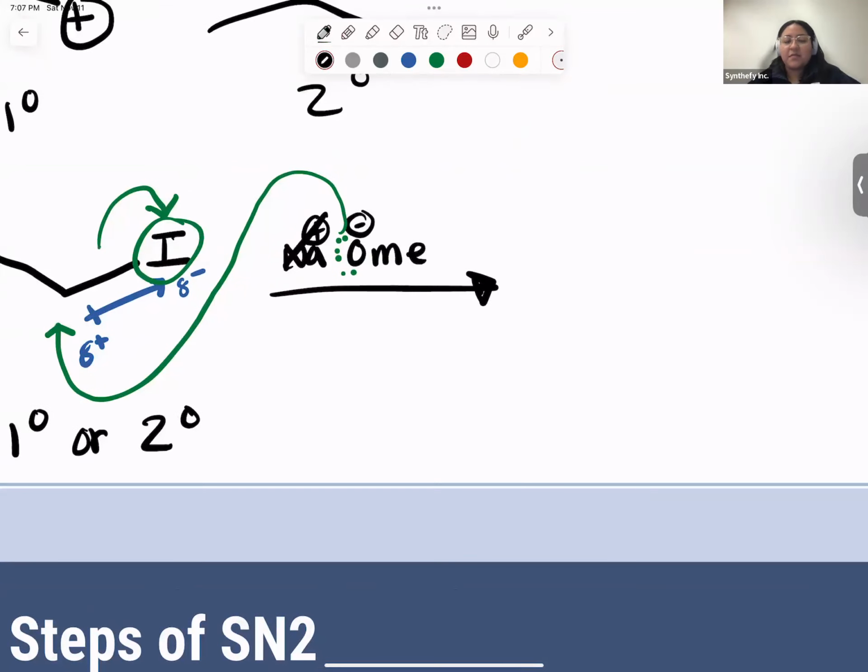And it being less crowded means that the nucleophile is more free. Yes, it's strong, but what good is how strong it is if that molecule is so crowded, it can't really get to it? So what does that do? It slows it down. SN2 reactions happen very, very quickly. Anything that slows down the nucleophile will make that reaction unfavorable.